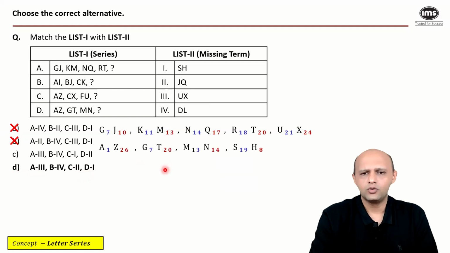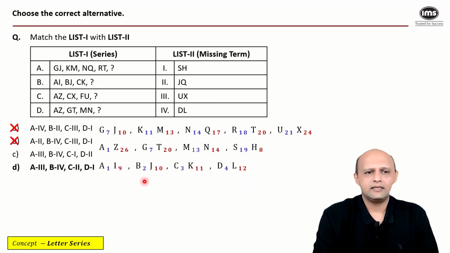Just for our own understanding, let us figure out what would be the solutions for B and C, though we already know the answer. So let's look at B first. AI, BJ, CK. A is 1, B is 2, C is 3. Obviously should be followed by D. So this was also very, very simple. So B would map with the fourth one. DL, because this is 9, 10, 11 and should be followed up with 12.